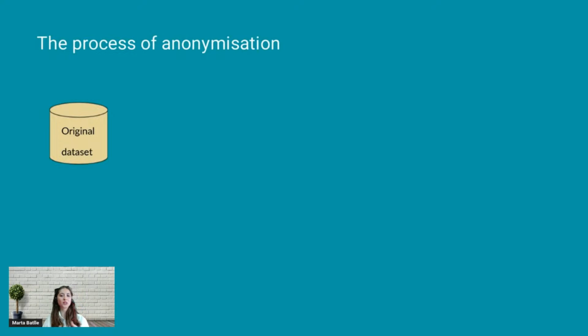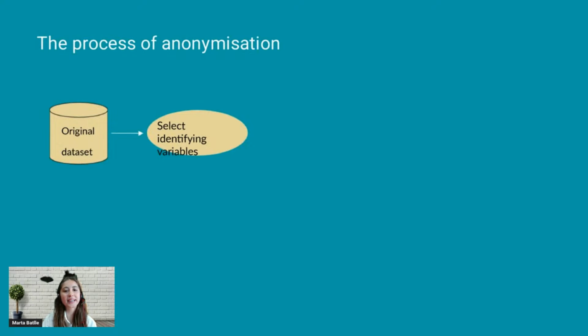So let's dig into this process. Let's see how it is really done in practice to understand what we mean when we use anonymized data. First, an organization, or us, collects all the data that we need for our scientific study. Next, we select all the identifying variables, so all the variables that can help us identify a specific person, like their name, their address, or their phone number.